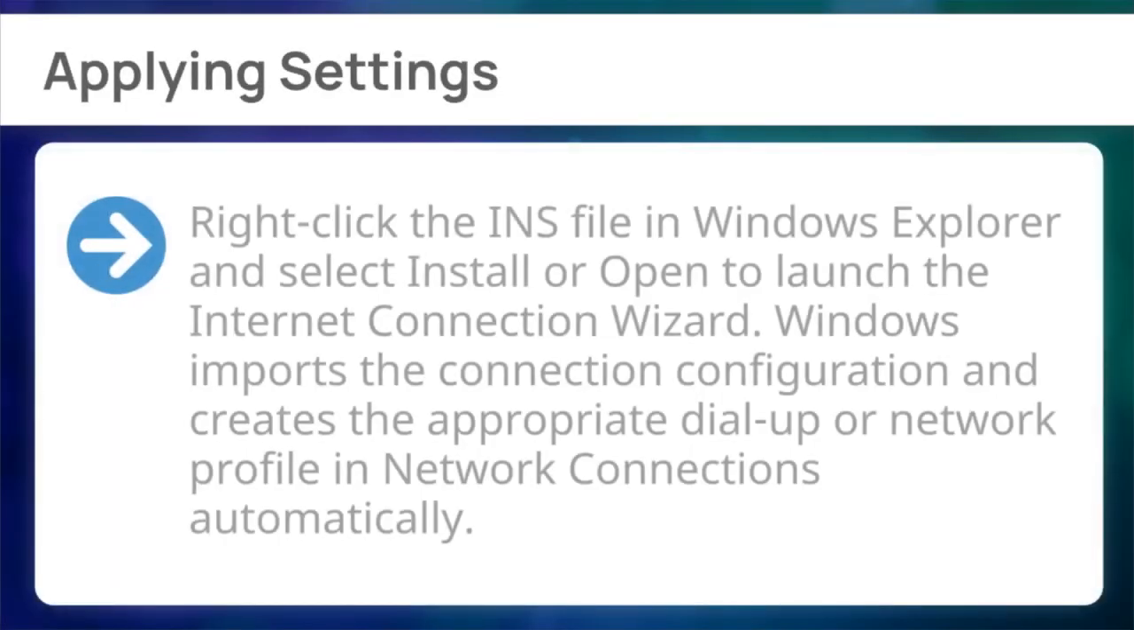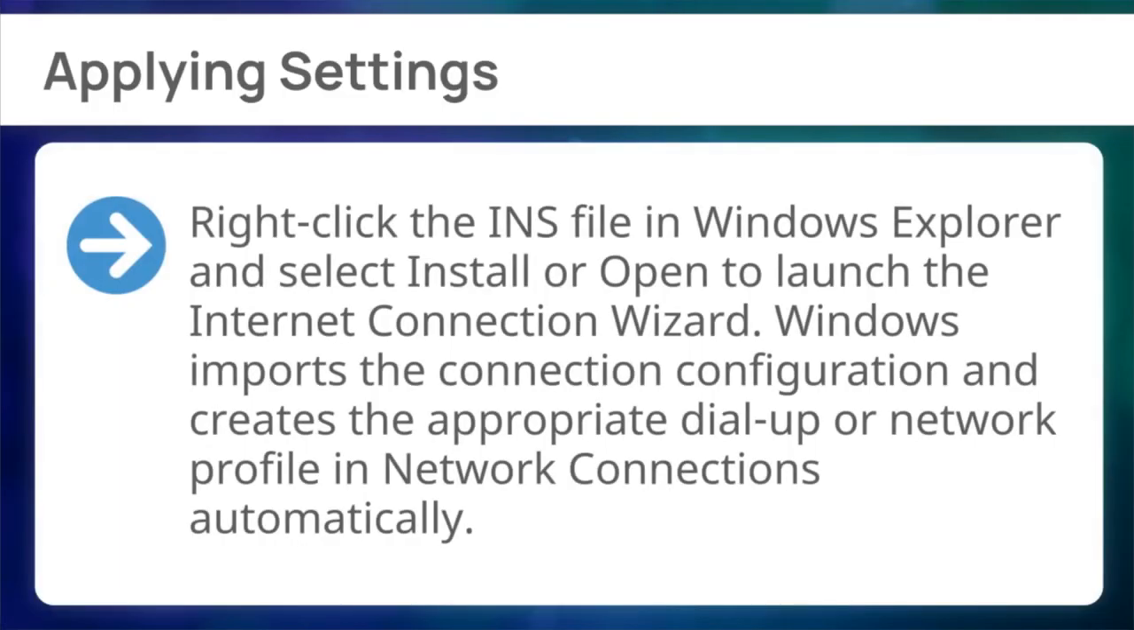First, applying settings. Right-click the INS file in Windows Explorer and select Install or Open to launch the Internet Connection Wizard. Windows imports the connection configuration and creates the appropriate dial-up or network profile in Network Connections automatically.